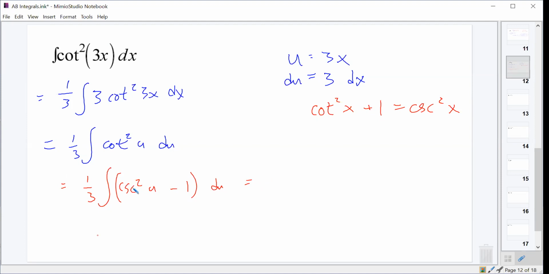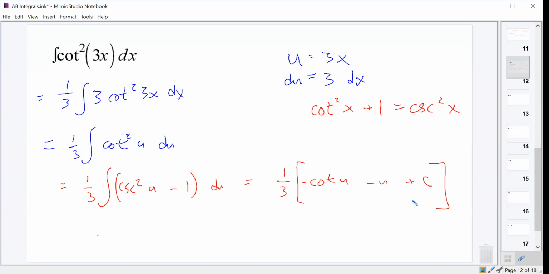Do we know the integral of cosecant squared u? Negative cotangent u. Should be negative cotangent u. Yep. So we know that one, and then the minus 1 should be easy. There's 6 antiderivatives on there, right? There's the antiderivative of sine, cosine, secant tangent, and cosecant cotangent. And then there's also secant squared and cosecant squared. So if you can turn the function that you have into one of those things, try to do that, because you know those integrals. So this one should become 1/3, and then the integral of cosecant squared u is negative cotangent u, and then minus u, and then plus our constant.